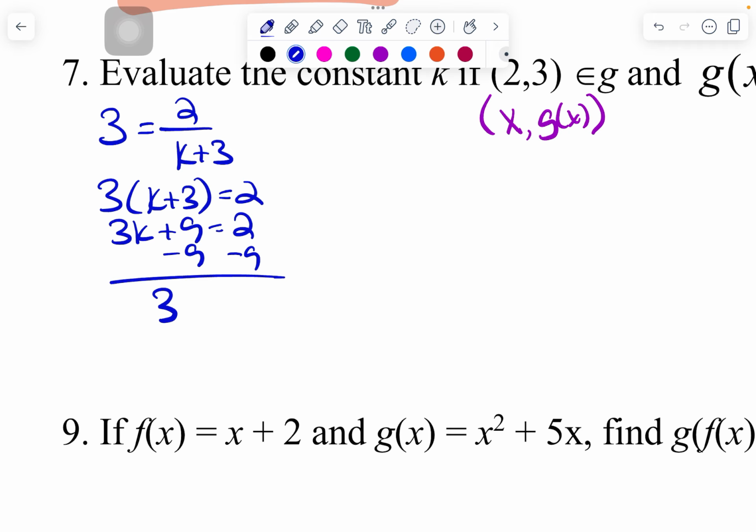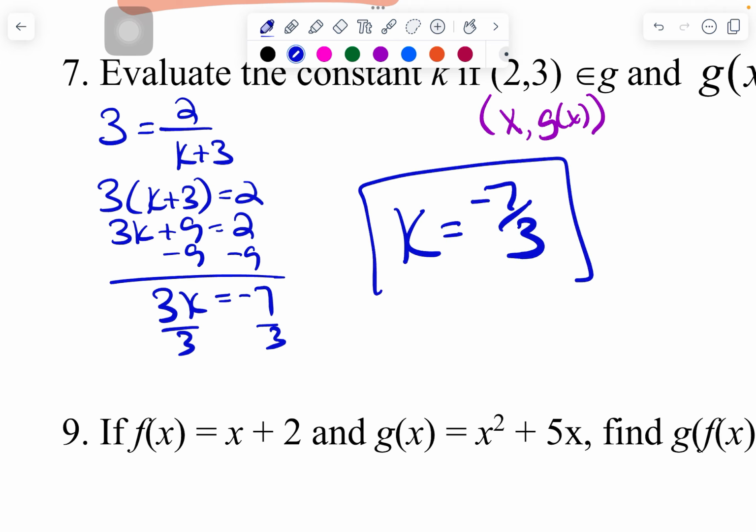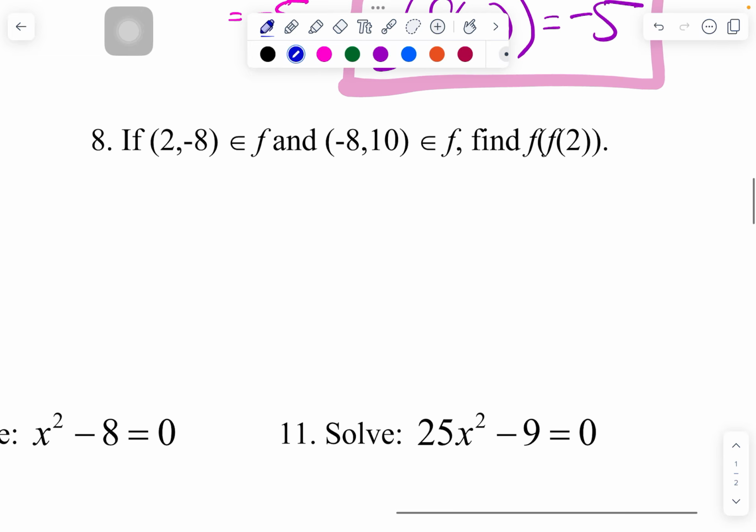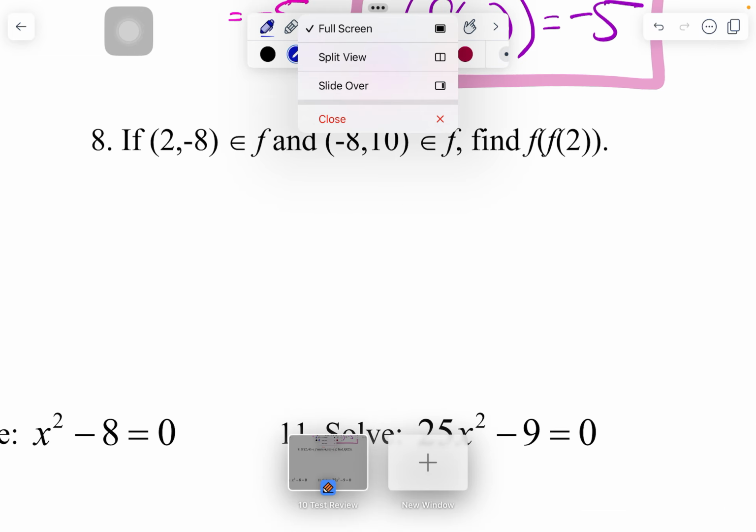So then I've got 3k is equal to negative 7, divide by 3. So I'm going to get k is equal to negative 7 over 3. So that's my first answer there for question part 7. All right. Number 8. Okay. So let's see what we got here.